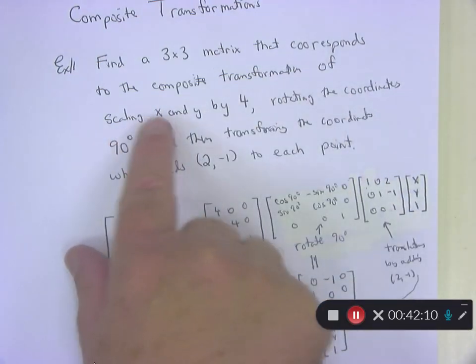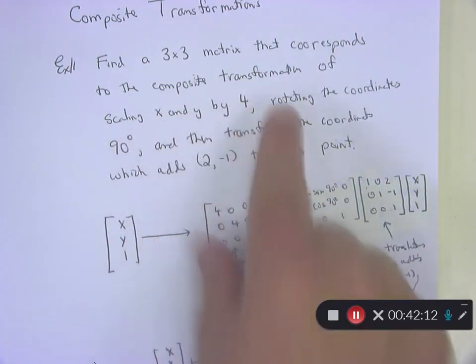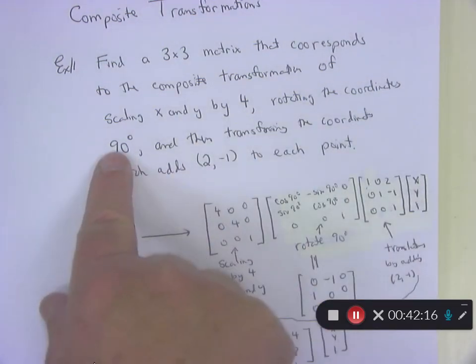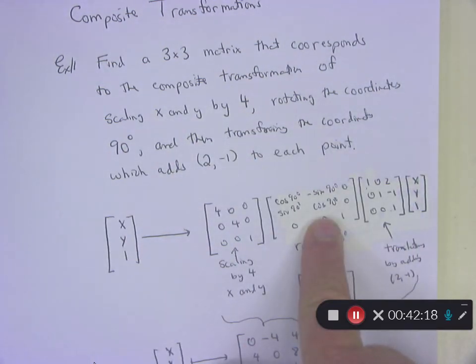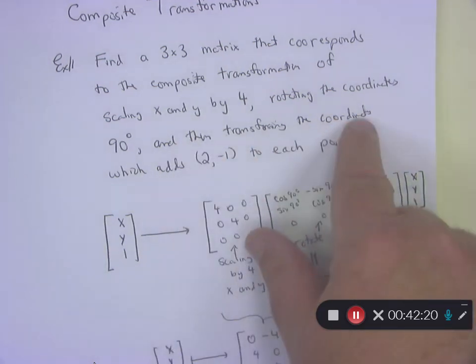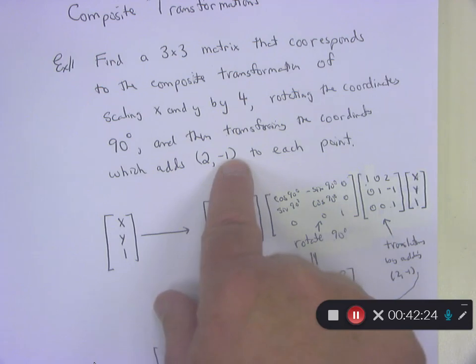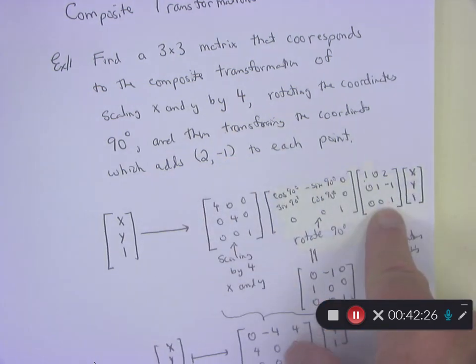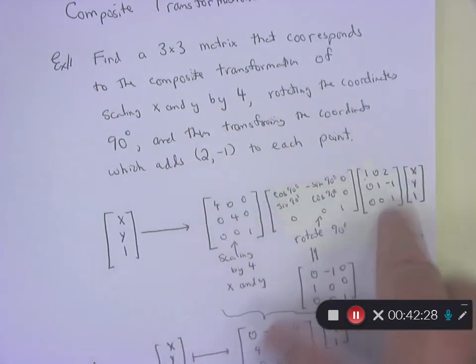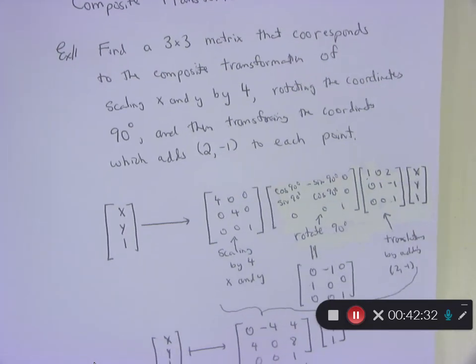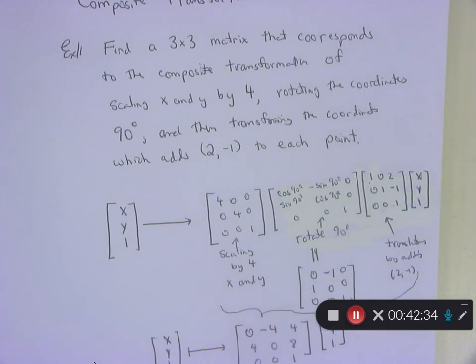Now, the first thing was you're scaling x and y by 4. That's why this matrix showed up first. Then you rotate it 90 degrees. That comes the second term. And then you want to translate the coordinates, which adds 2 to the x and negative 1 to the y. That's the matrix that does this. So yes, the order does matter. When you're doing these particular problems, you do them the way they're described within the question. Does that make sense?